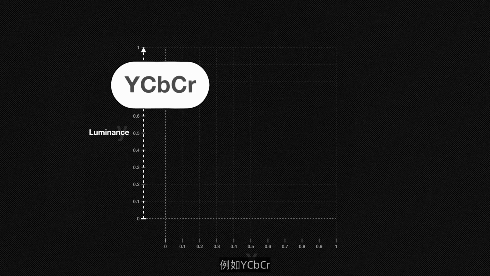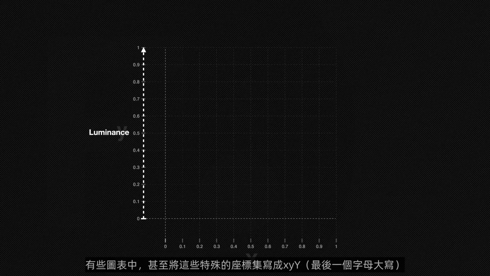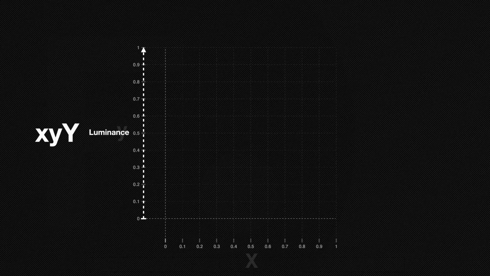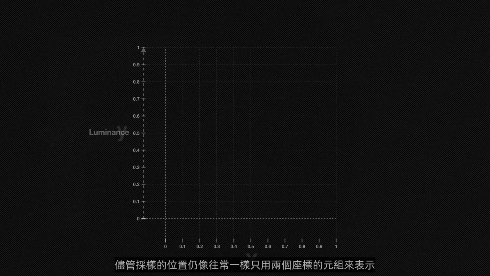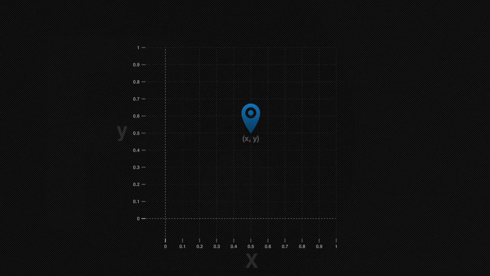For instance, YCbCr. Some diagrams even state this particular set of coordinates as xyY with the last letter uppercase to evidence the double purpose of the y-axis, even though the position of the samples will be reported with just a tuple of 2 coordinates, as usual.